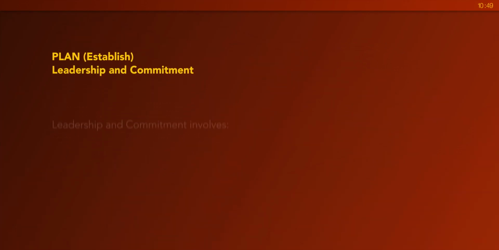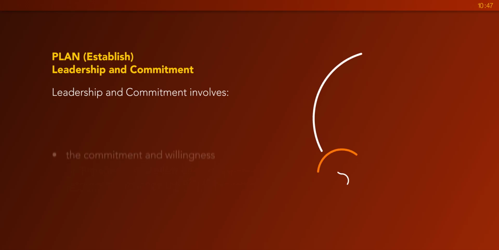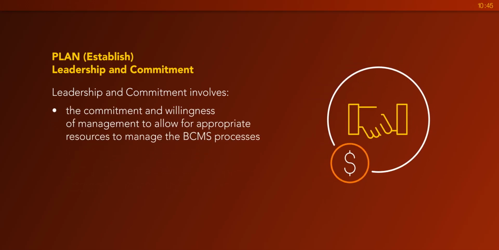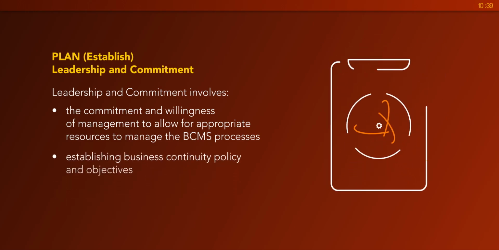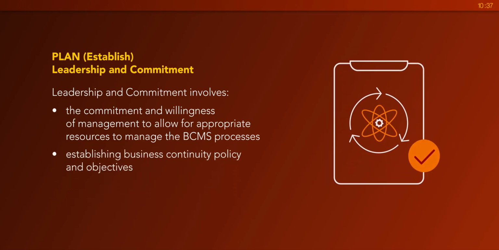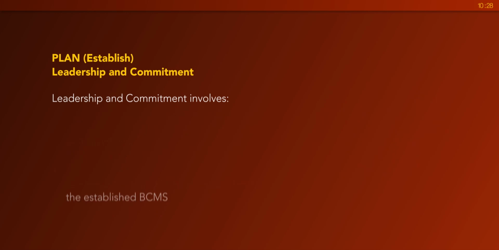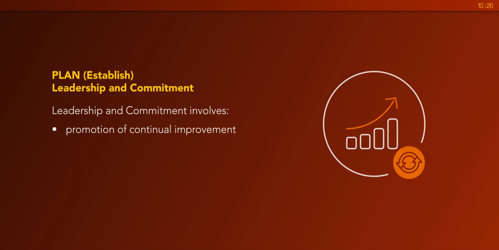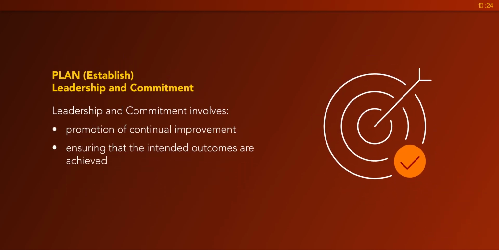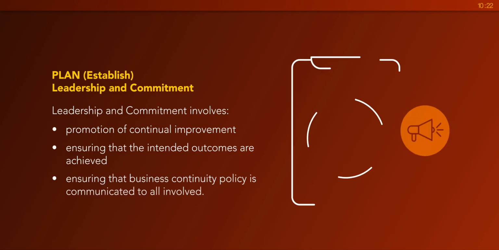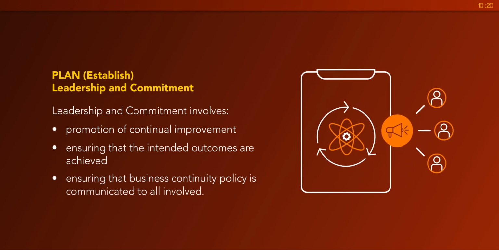Leadership and commitment. Leadership and commitment involves the commitment and willingness of management to allow for appropriate resources to manage the BCMS processes. Establishing business continuity policy and objectives. Senior management determining the roles, responsibilities, and authorities to align with the established BCMS. Promotion of continual improvement. Ensuring that the intended outcomes are achieved and ensuring that business continuity policy is communicated to all involved.